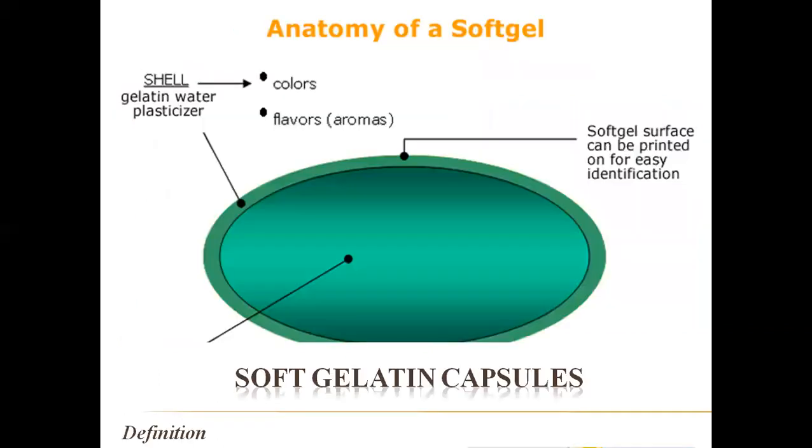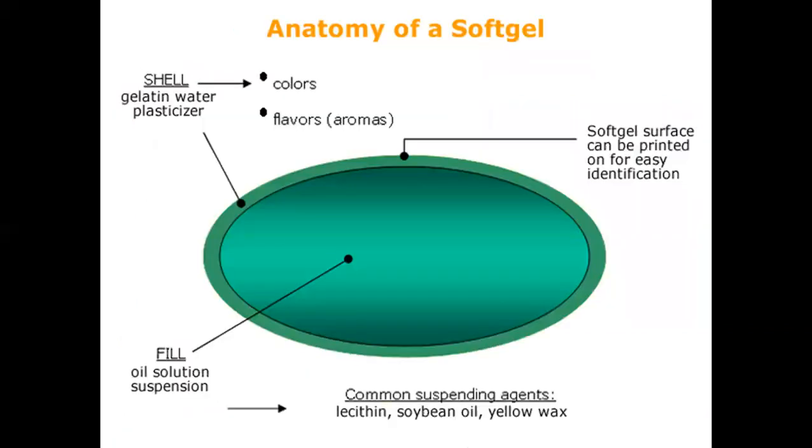Now, let us see the anatomy of a soft gel. How does it look? Here, an almost oval-shaped soft gelatin capsule is shown in the diagram. The outer part is the gelatin shell. This gelatin shell is mixed with plasticizer to obtain flexibility. The shell also contains colors and flavors or different aromas.